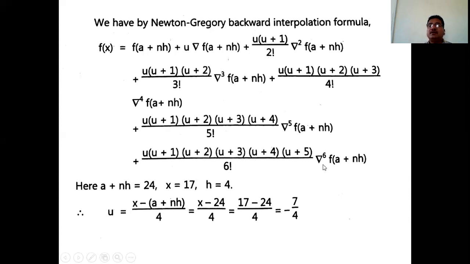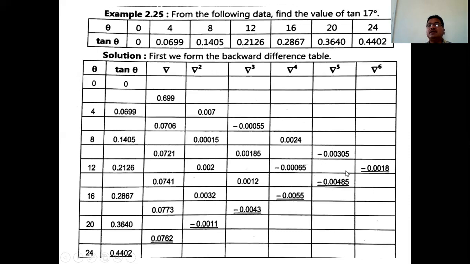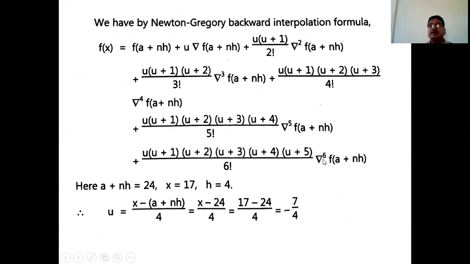So write the formula up to the del raised to 6 term. Why? Because we have the value at del raised to 6. So the last column is del raised to 6. So write the terms up to del raised to 6. So what is the coefficient? U plus 1, U plus 2, U plus 3, U plus 4, U plus 5 divided by 6 factorial.